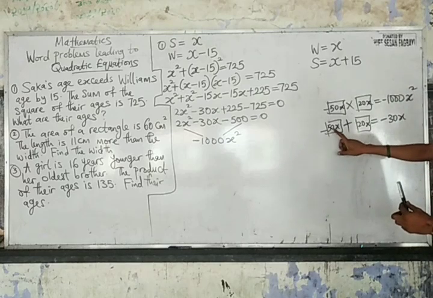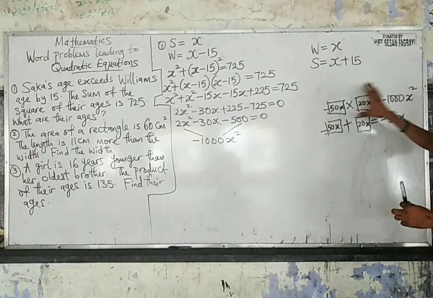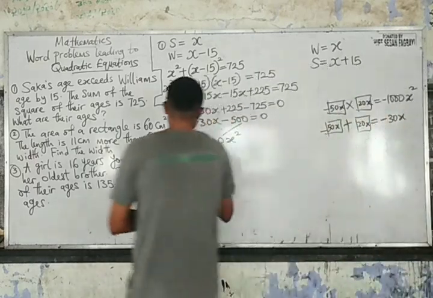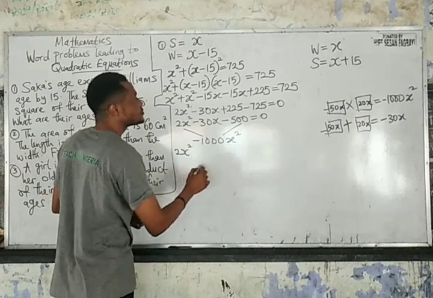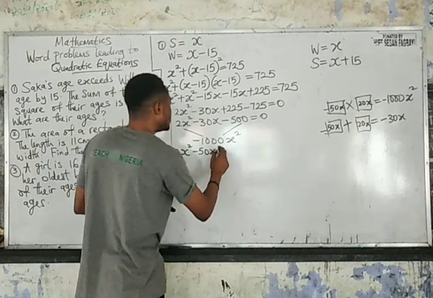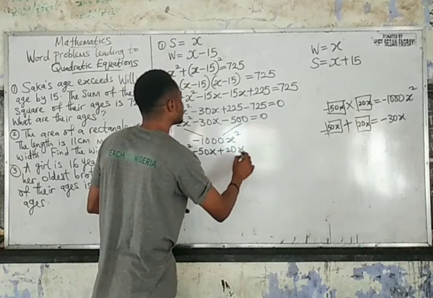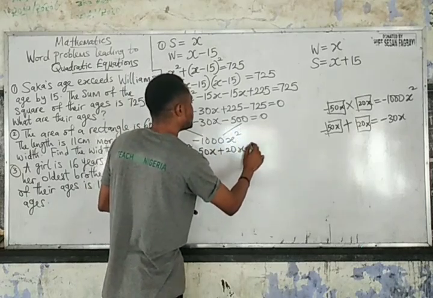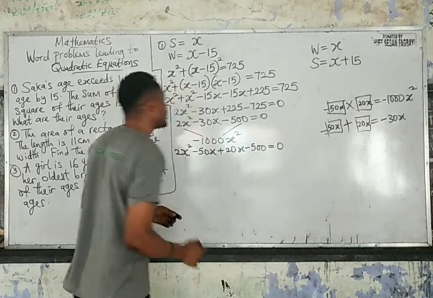At the same time, minus 50x plus 20x will result to minus 30x. Beautiful, I have the two factors ready. So 2x squared, then we have minus 50x. Then the second factor is 20x. Then I have my c, minus 500, all to give us 0.